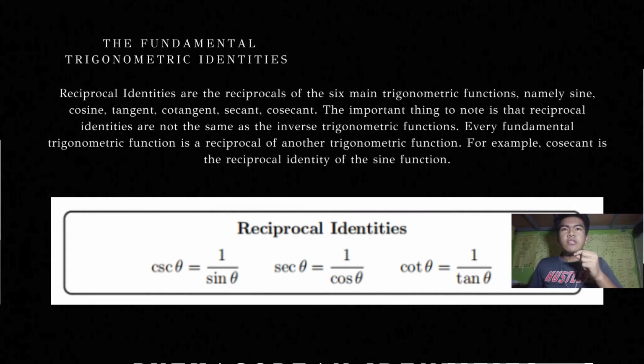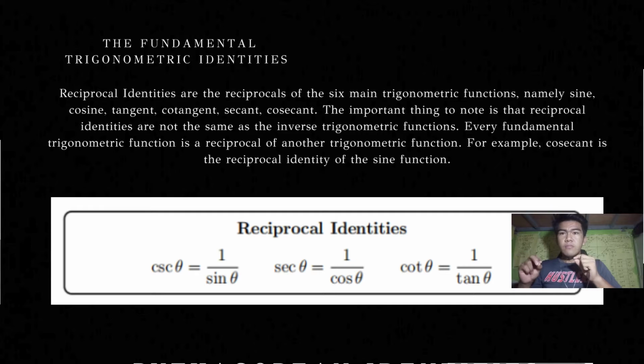The reciprocal identities are the reciprocals of the six main trigonometric functions, namely sine, cosine, tangent, cotangent, secant, and cosecant. The important thing to note is that the reciprocal identities are not the same as inverse trigonometric functions. Every fundamental trigonometric function is a reciprocal of another trigonometric function. For example, cosecant is the reciprocal identity of the sine function. So we can see from the presentation that cosecant theta is equal to 1 over sine theta.